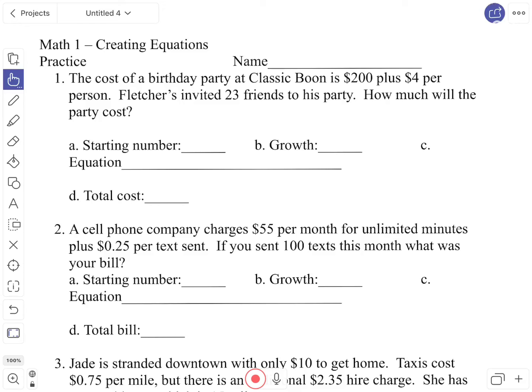Okay guys, here we are with creating equations practice. If you've taken the formative assessment, you can use this to help you understand what you need to work on. We're just going to go over a bunch of problems, and you really should have done this on your own first, or tried to. Watch one or two at a time to make sure that you're getting some help, okay?